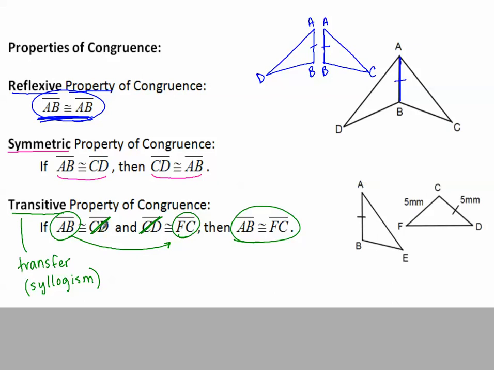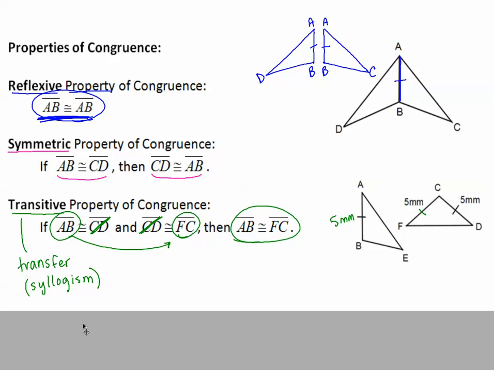AB is congruent to CD, so I have a congruent slash here and a congruent slash here. CD is congruent to FC. CD has 5 millimeters and FC has 5 millimeters. Therefore, AB and FC are congruent. Segment AB and segment FC both must therefore be 5 millimeters and congruent to each other.